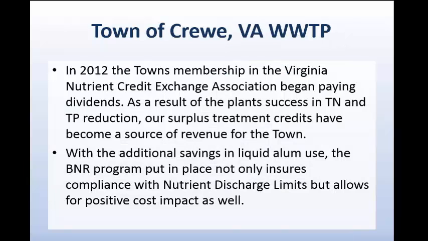So in 2012, our membership with the Virginia Nutrient Credit Exchange Association really began to pay dividends. As a result of the facility's success in total nitrogen and total phosphorus reduction, the surplus credit treatments have become a source of consistent revenue for our town. And with the additional savings in our liquid alum costs, the biological nutrient reduction program that we have in place not only ensures compliance with our nutrient discharge limits, but allows for positive cost impact as well.